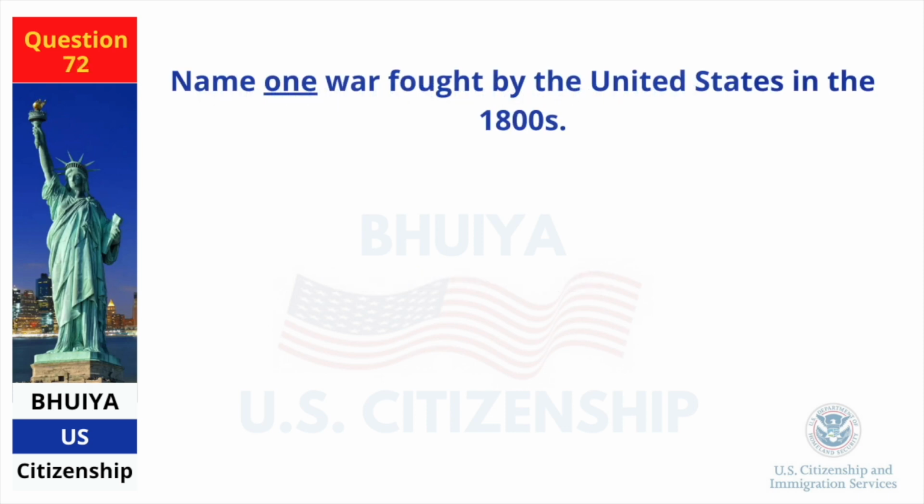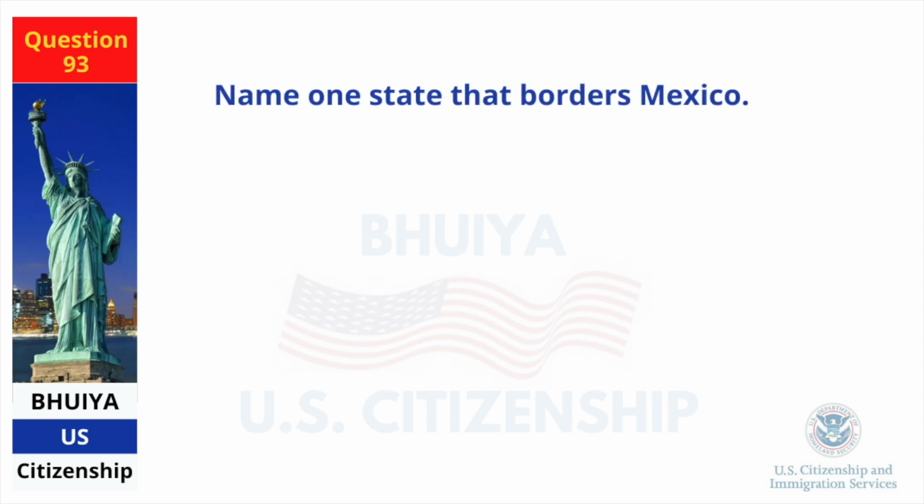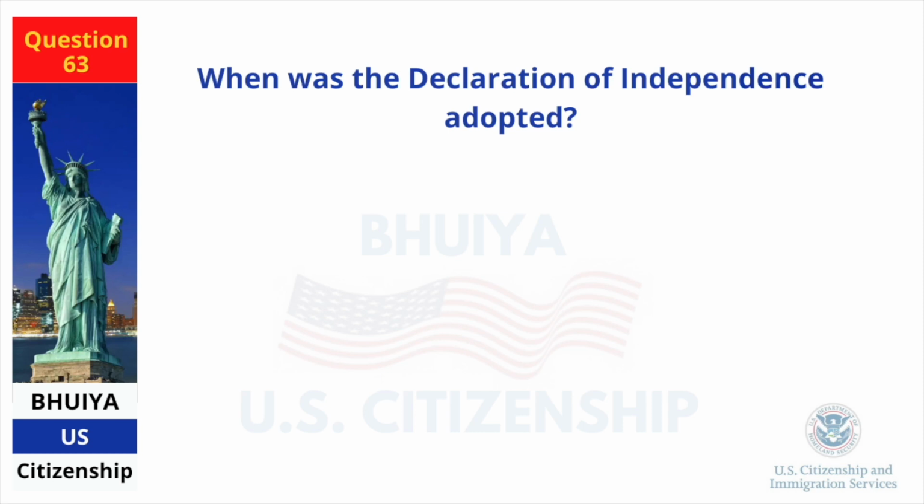Name one war fought by the United States in the 1800s. Civil War. Name one state that borders Mexico. California. When was the Declaration of Independence adopted? 4 July 1776.